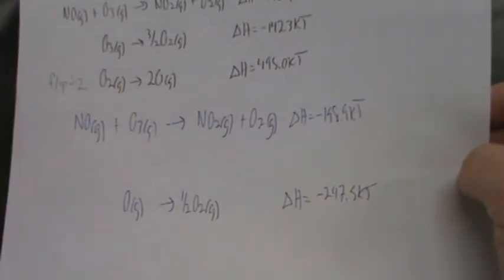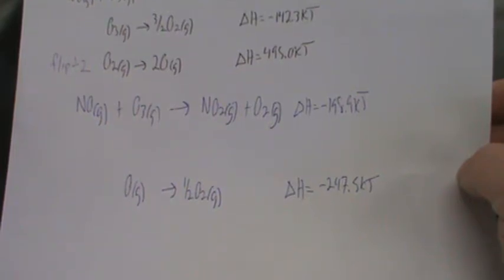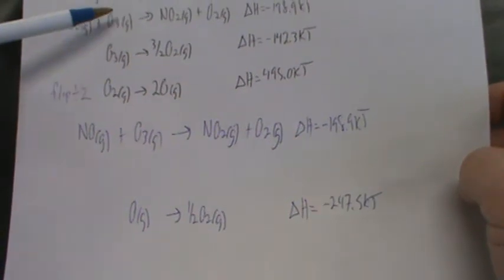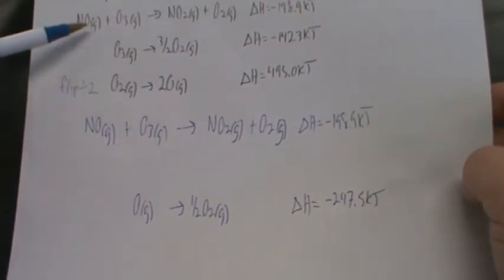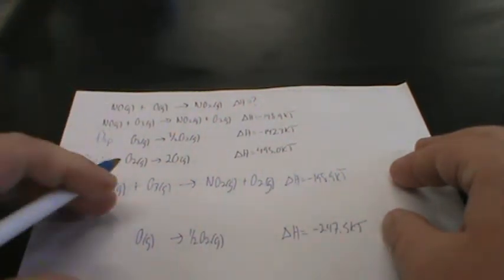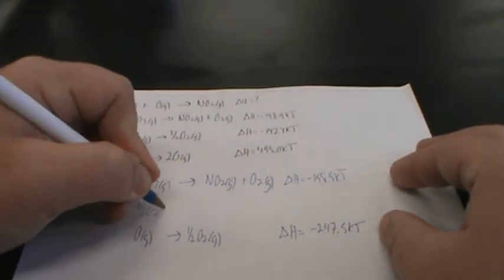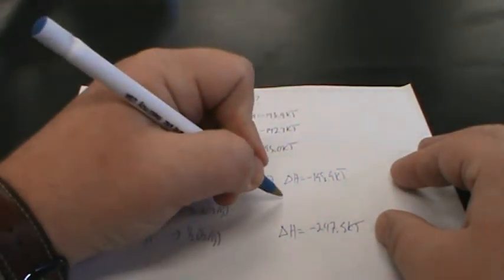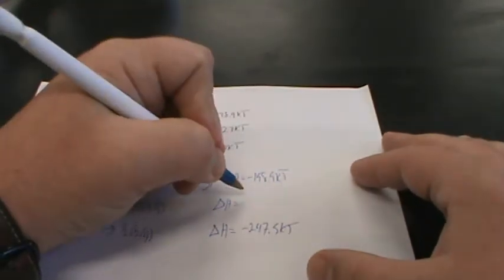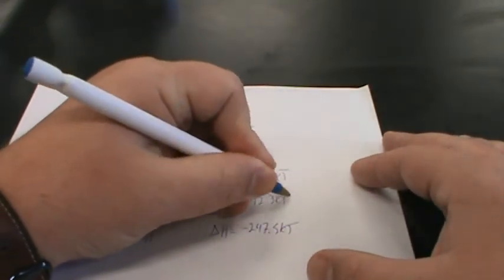All right, now let's go back to that second one. We need to cancel things out. In that first reaction, we have O3 on the left-hand side. We don't need O3 in the overall reaction, and we're not going to flip the first one. So what we're going to have to do with the second reaction to cancel out that O3 is flip it. 3/2 O2 yields O3 gas. And since we flipped it, that changes our sign. So we have a positive 142.3 kilojoules.